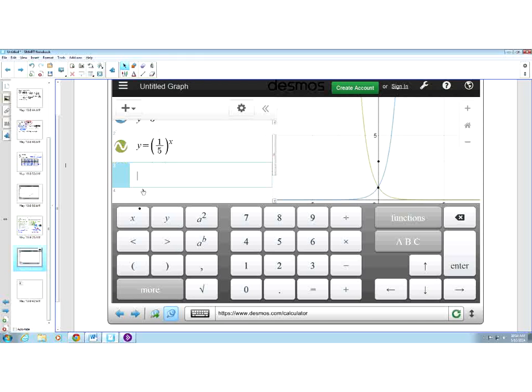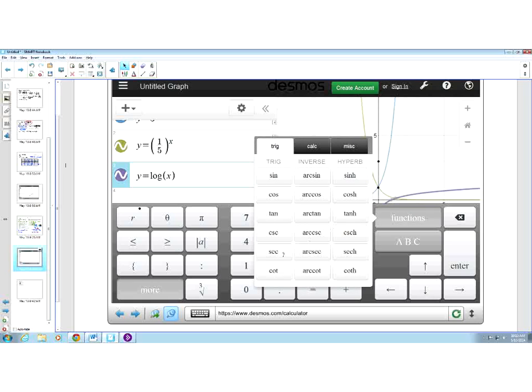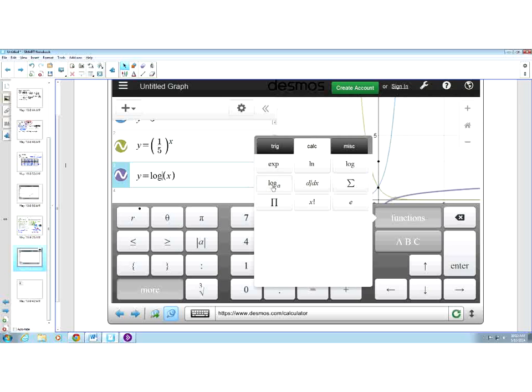How about y is equal to log, say, 5 of x? Can we put in the 5? I'm not sure how we would do a log function. I know it's in functions. Here we go. Functions, calculus, yeah.